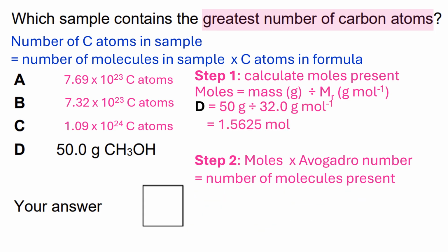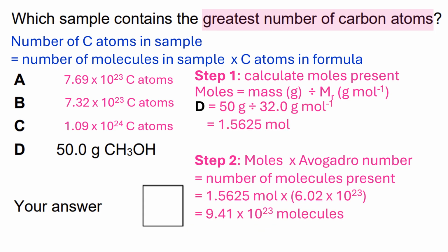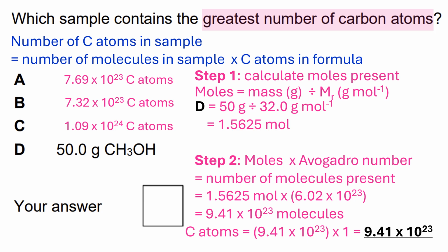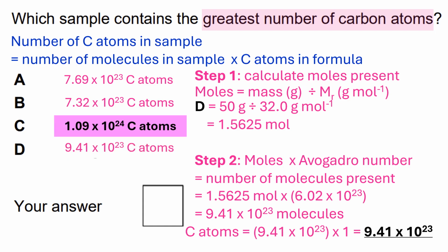Finally, for D, precisely the same calculation gives you 9.41 times 10 to the power of 23. Now, there's only 1 carbon atom present here, so the number of molecules times 1 is the number of carbon atoms. So you can clearly see that the largest number is 1.09 times 10 to the power of 24. So therefore that gives it answer C.